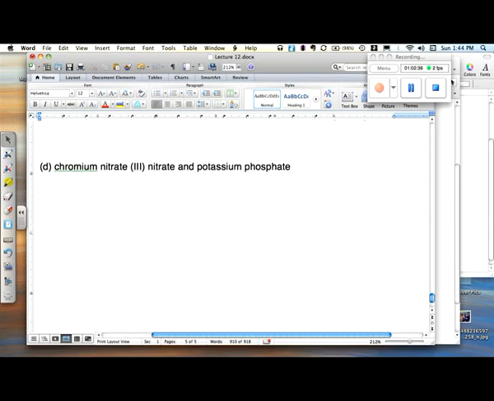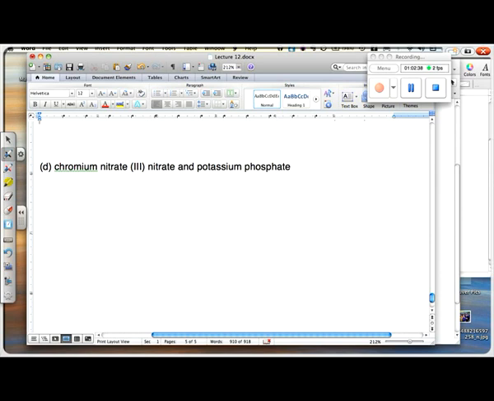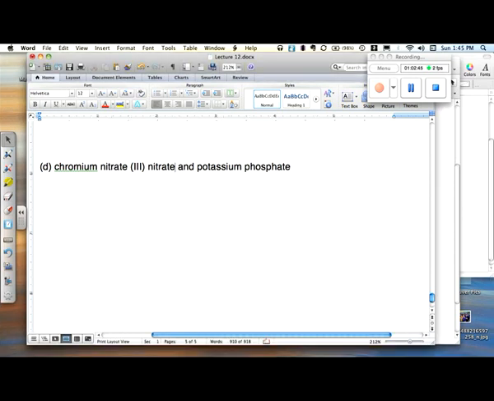All right, remember C had no reaction. So chromium, whoa, look at that, my bad. Nitrate twice, oops. Should have not done that. This is the one I don't want because the 3 goes with the chromium. All right, chromium 3 nitrate and potassium phosphate.